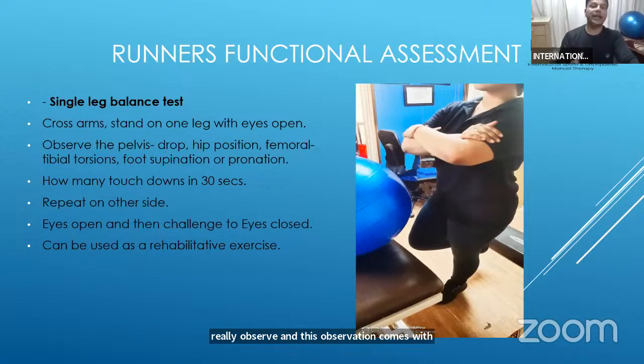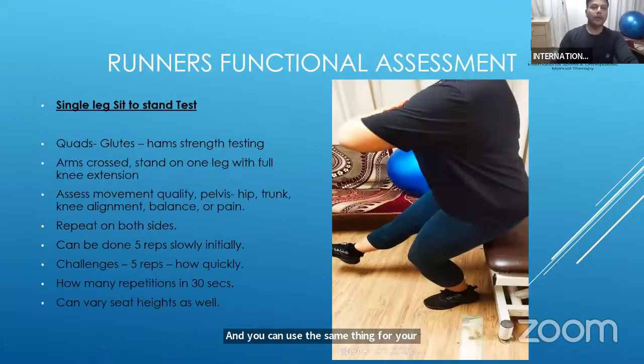The patient can have an ankle sprain, as simple as that. Tell them to stand on one leg in your rehabilitation part and see. Believe me, their proprioception will definitely be affected, and they will not be able to hold for 30 seconds. You can challenge it with eyes closed or eyes open. Eyes open first and then eyes closed. And you can use the same thing for your corrective rehabilitation exercise as well.